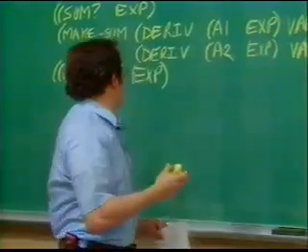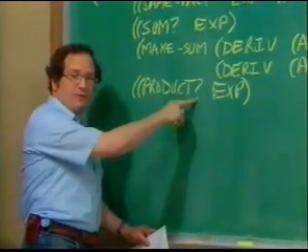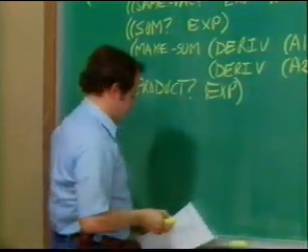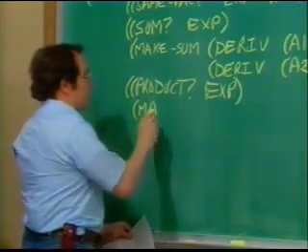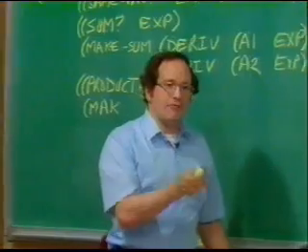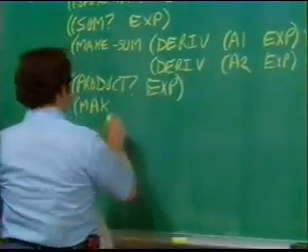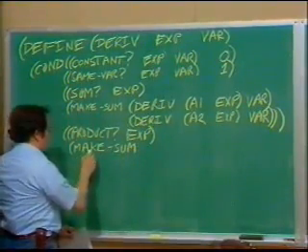Okay, so when you write programs, if you define a predicate procedure, something that returns true or false, it should have a name which ends in a question mark. Lisp doesn't care. I care. Then I want to make a sum, because the derivative of a product is the sum of the first times the derivative of the second plus the second times the derivative of the first. Make a sum of two things.